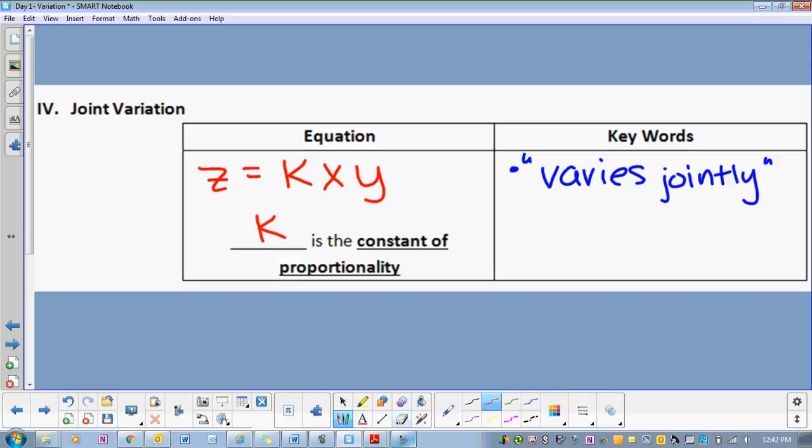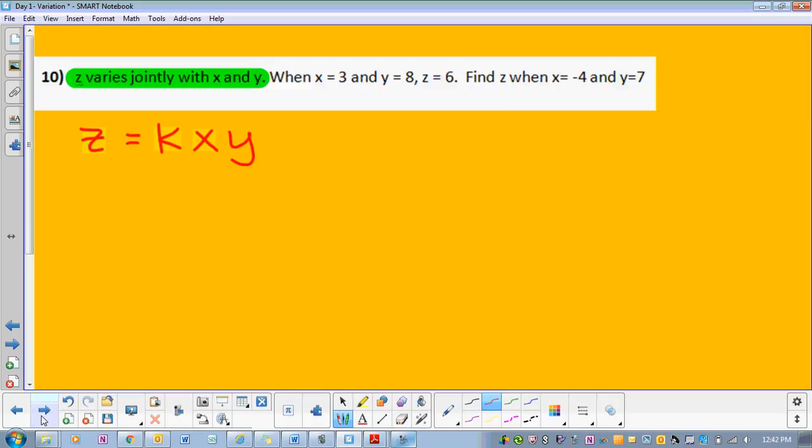Z equals KXY. But to be honest with you guys, if they use other variables, just go in the order of the variables that they give you, okay? Don't stress about having to memorize, just know what it looks like. Is it multiplication? Is it the inverse? They'll tell you, Z varies jointly with X and Y. And remember, whenever you see the word varies, it equals K.